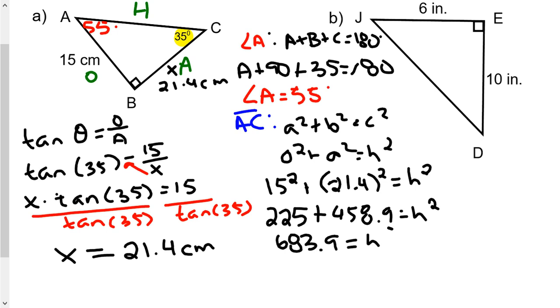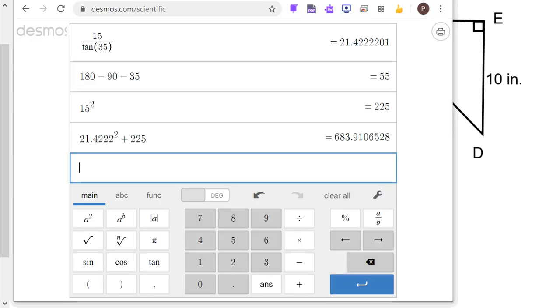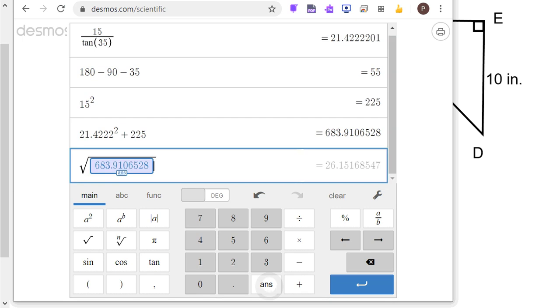And remember, this is h squared, right? Critically think, say, does it make sense for my sides to be 15, 21, and 683? Probably not, right? Your hypotenuse is not way, way, way bigger. And I need to just find h, so I'm going to square root both sides. So I'm going to go to my question, I'm going to square root that answer, again, taking as many decimals as I can. Try not to round until your final answer. And it looks like we get a 26.2.